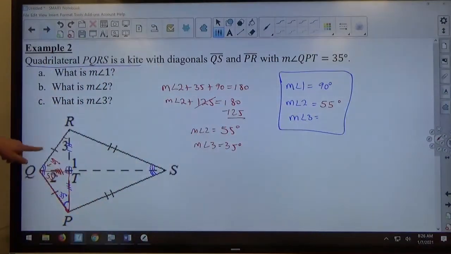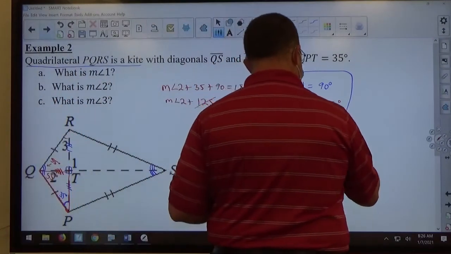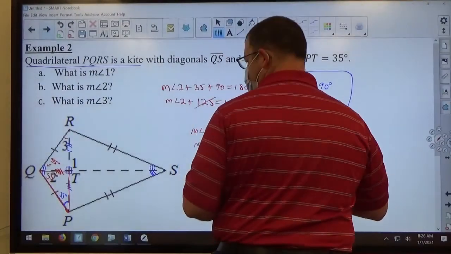Obviously, we have 2 of the 3 angles of the triangle also at this point. That's 55, so that's 55. 90 plus 55 plus angle 3, but that works too. So measure angle 3 is 35 degrees.